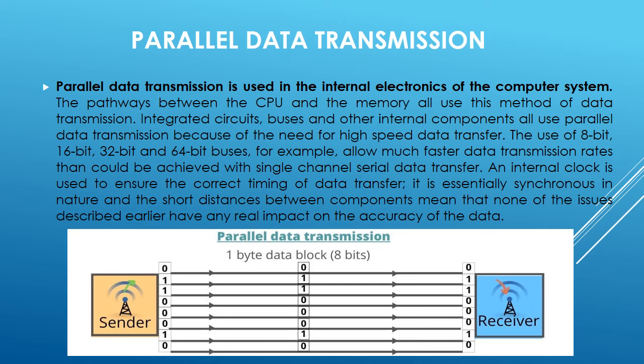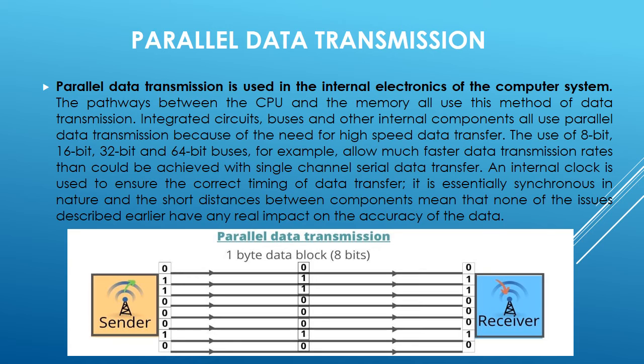Parallel data transmission is used in the internal electronics of the computer system. The pathways between the CPU and the memory all use this method of data transmission. Integrated circuit (IC) chips, buses, and other internal components all use parallel data transmission because of the need for high-speed data transfer. The use of 8-bit, 16-bit, 32-bit, and 64-bit buses, for example, allows much faster data transmission rates than could be achieved with single-channel serial data transfer.